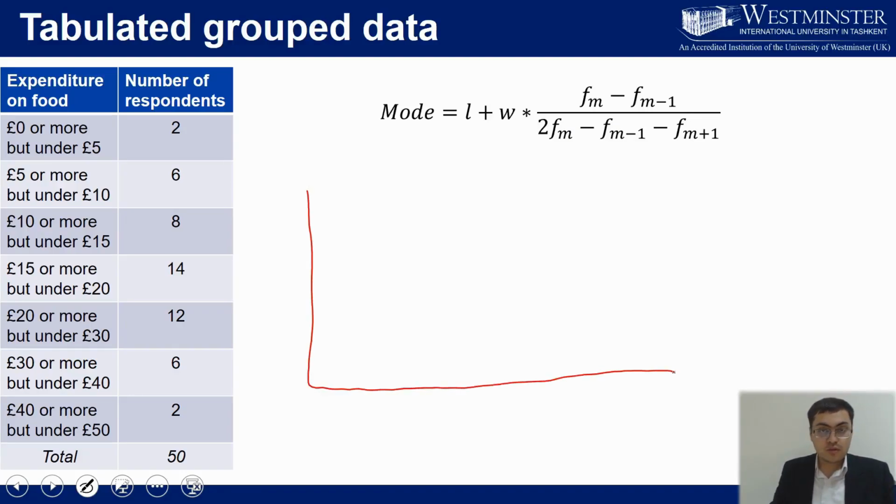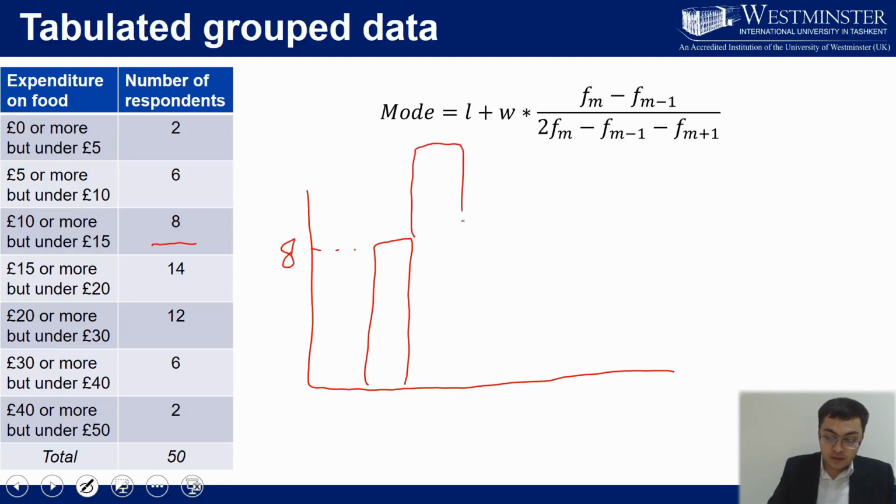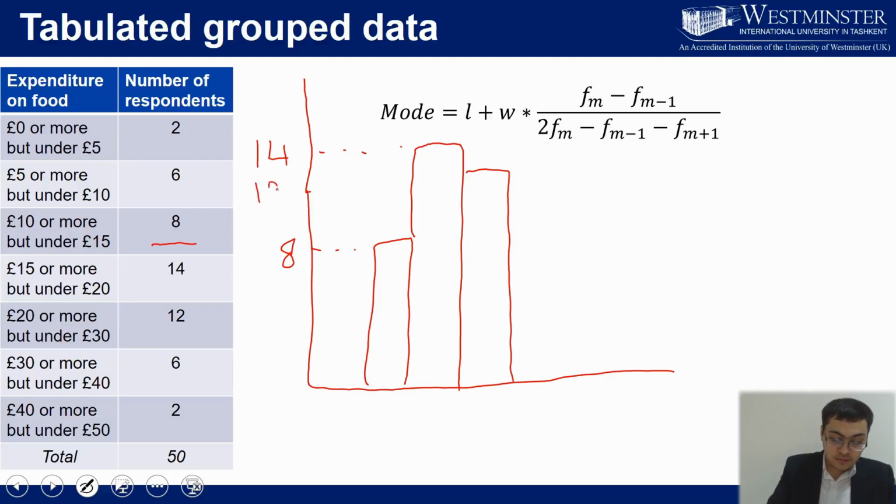I think it's best to draw a histogram to convey what this is trying to say. So this is going to be the frequency of my pre-modal group, this thing over here, which is equal to 8. Then I have my modal group, this thing over here, which is 14. And then I have my post-modal group, and that is 12 here.